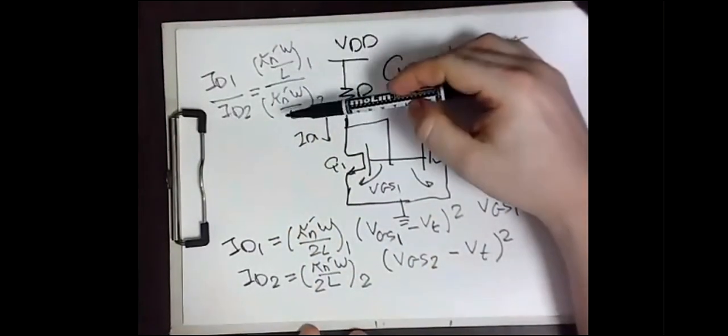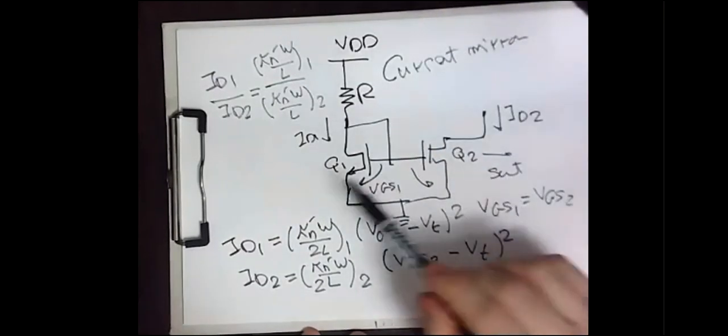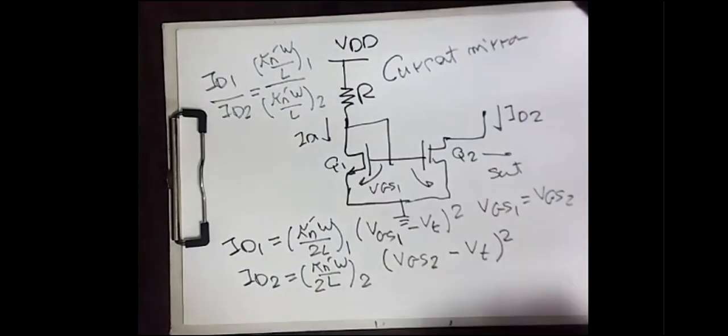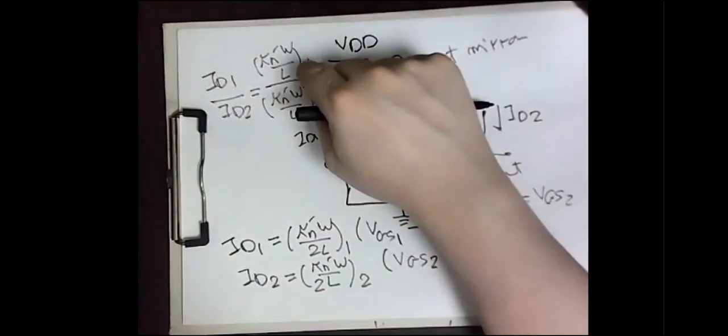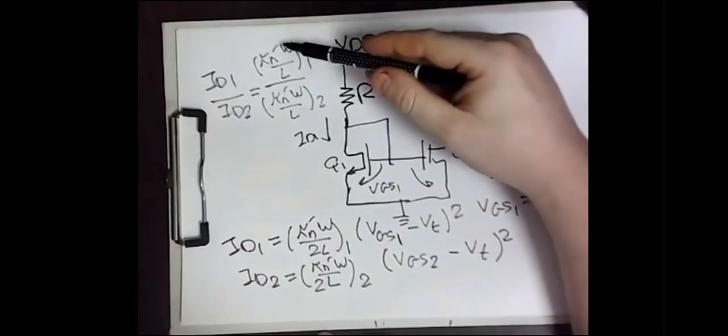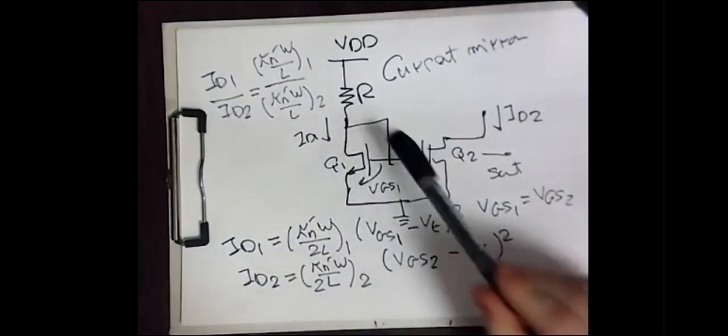Additionally, you can add some gain factor here. For example, if one transistor has double the channel length of the second, this will affect the ratio. So you can also add some amplification or attenuation to the current with respect to the ratios of W over L and Kn dash. That's why, as I mentioned, we call it the current mirror.